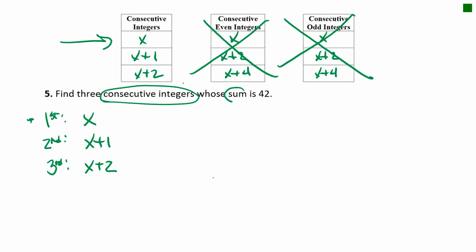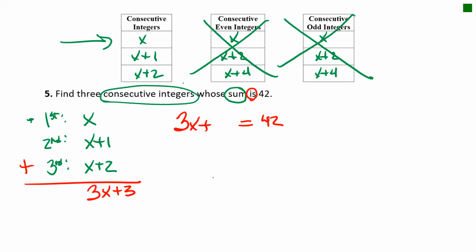It says the sum. What does that mean I'm going to do with all of these? I'm going to add them. And it equals 42. So over here, I'm going to add x plus x plus 1 plus x plus 2. So x plus x plus x is 3x, 1 plus 2 is 3. So 3x plus 3 equals 42. Subtract 3. 3x equals 39. Divide by 3.